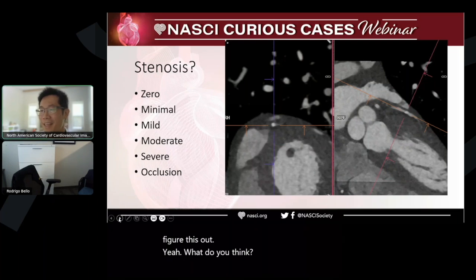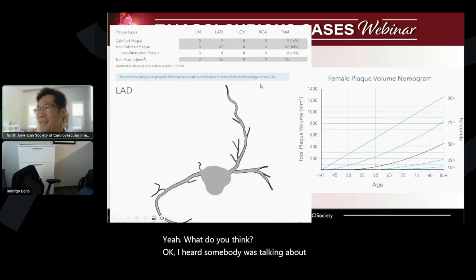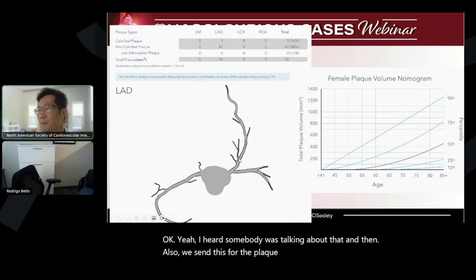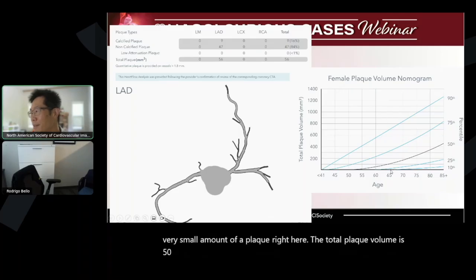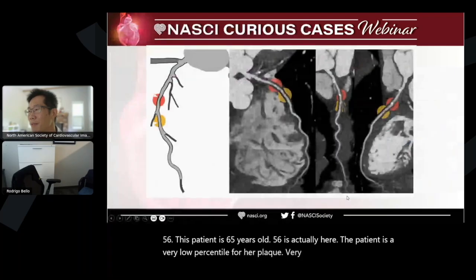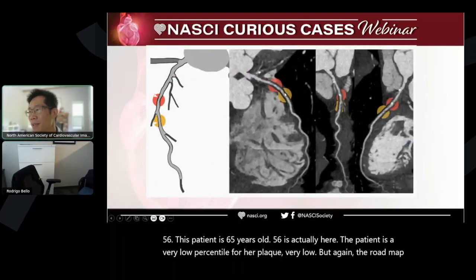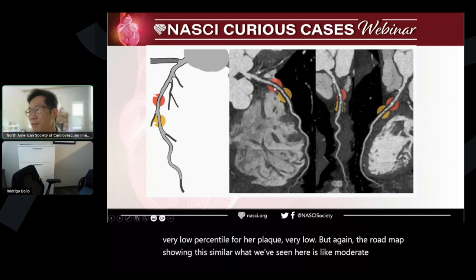I heard some of you talk about that, and we also sent this for the plaque analysis, showing a very small amount of plaque right here. The total plaque volume is 56. This patient is 65 years old. 56 is actually a very low percentile for her plaque. The roadmap shows similar to what we've seen, a moderate stenosis secondary to the calcified plaque in the proximal OAD.